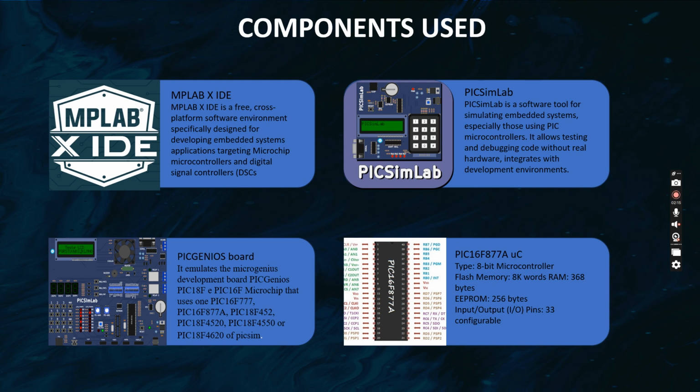Then about the PIC16F877A microcontroller, it is a microcontroller developed by Microchip Technology. It is an 8-bit microcontroller, and it has a very rich set of features and peripherals. The core of the microcontroller has 14 KB of flash memory, 368 bytes of RAM, 256 bytes of EEPROM, and much more features.